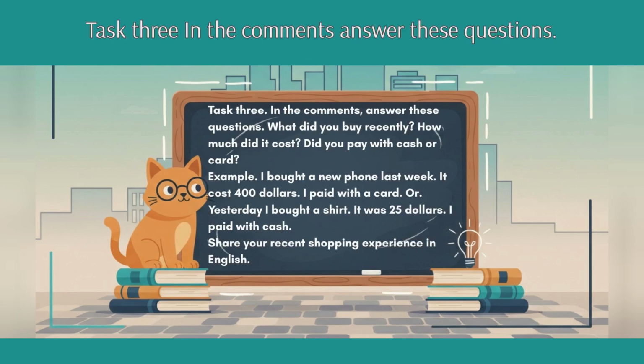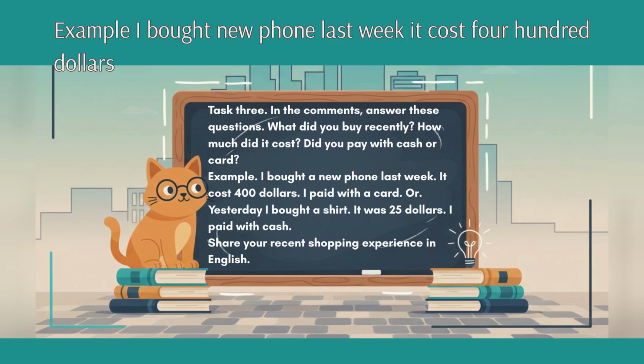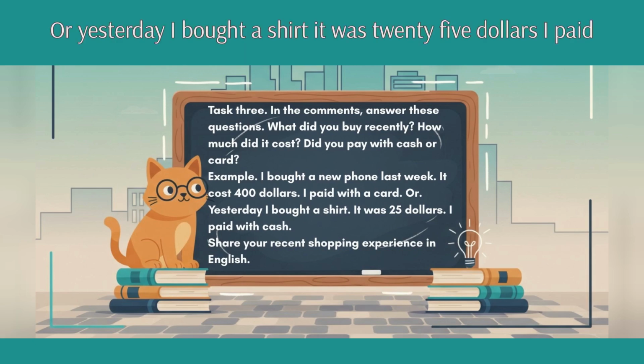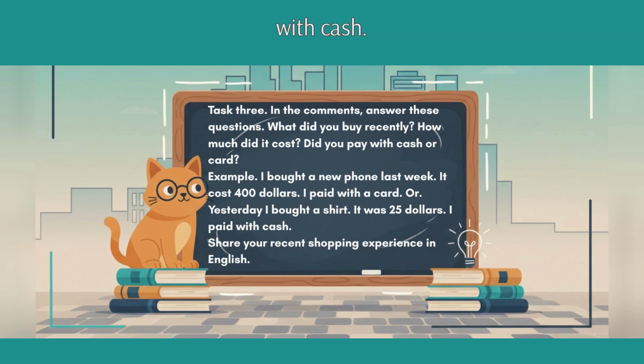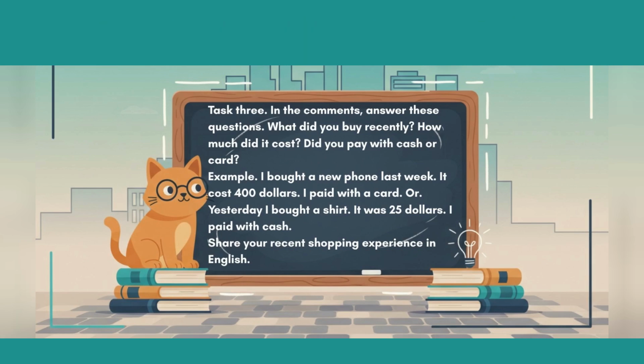Task 3. In the comments, answer these questions. What did you buy recently? How much did it cost? Did you pay with cash or card? Example: I bought a new phone last week. It cost $400. I paid with a card. Or, yesterday I bought a shirt. It was $25. I paid with cash. Share your recent shopping experience in English.